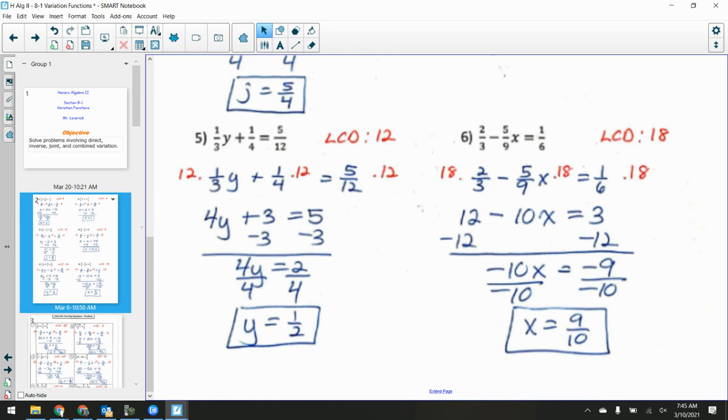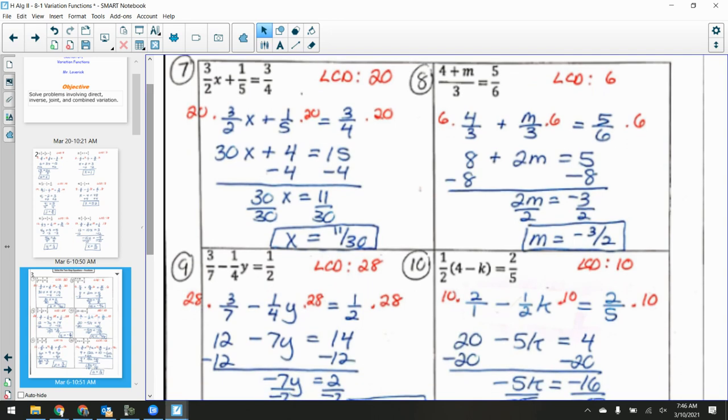Any questions on the front side? In my opinion, the front side was a little bit more straightforward. The back was a little bit weirder with the parentheses and whatnot. So go ahead and check the back here with 7 and 8.